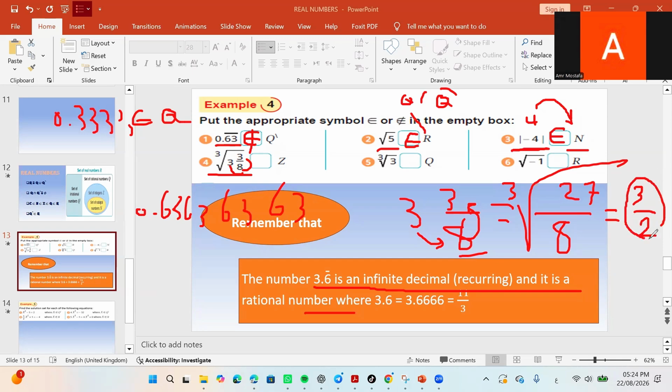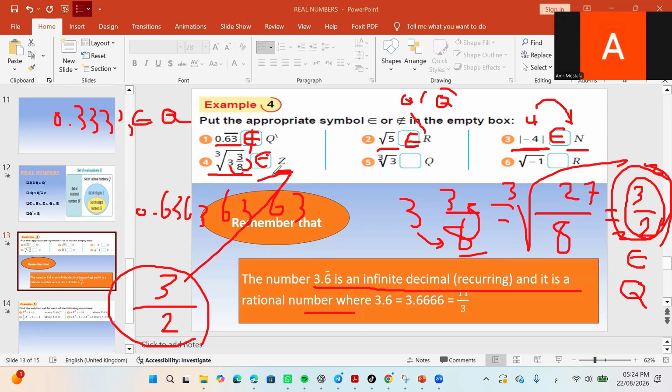3 over 2 is a fraction, it belongs to Q. You remember? Because its numerator and denominator belong to Z, and the denominator doesn't equal 0. Very good. Does it belong to Z? No. Why? Because Z is all whole numbers and doesn't have any fractions. But this is an improper fraction. 3 over 2 is a fraction. It belongs to Q, but does not belong to Z.